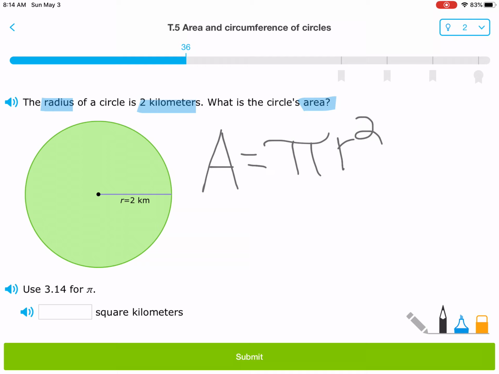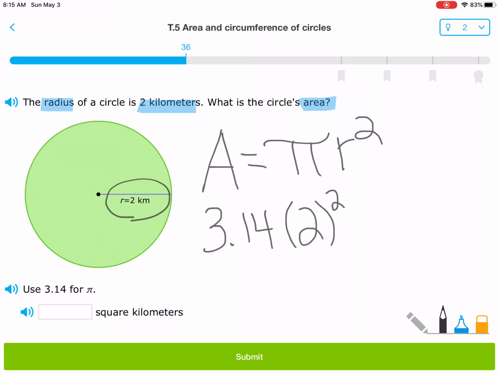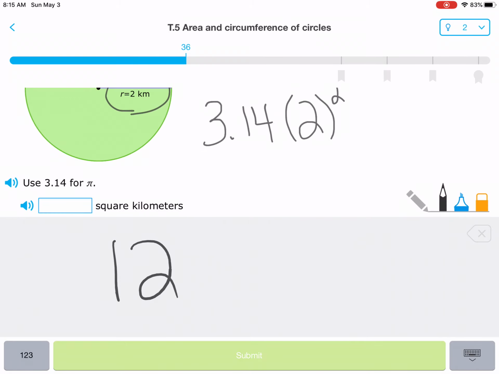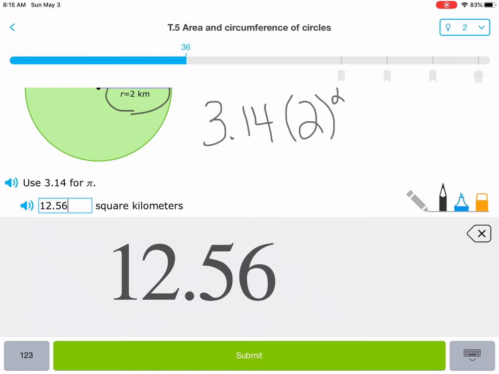So pi is 3.14 times the radius 2 to the second power. 2 to the second power means 2 times 2, which is 4. So 3.14 times 4 gives us 12.56. If you're not doing these with me, you should grab a calculator and practice.